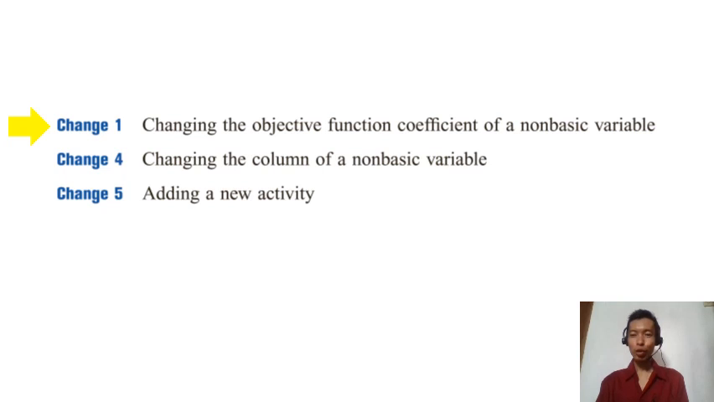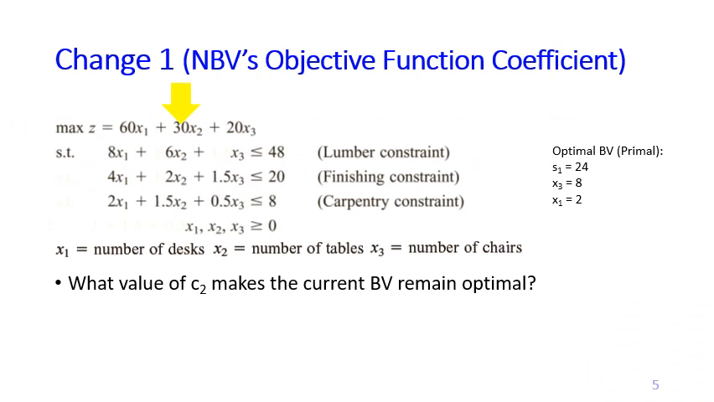Now we're going to look at the first change, in which we change the objective function coefficient of a non-basic variable. So here x2 in the optimal solution is a non-basic variable. You see that the basic variables are s1, x3, and x1. So x2 is a non-basic variable. And then we are going to change the coefficient from 30 to something.